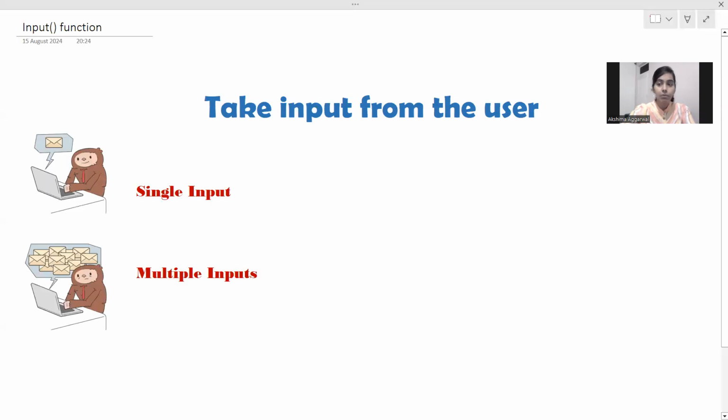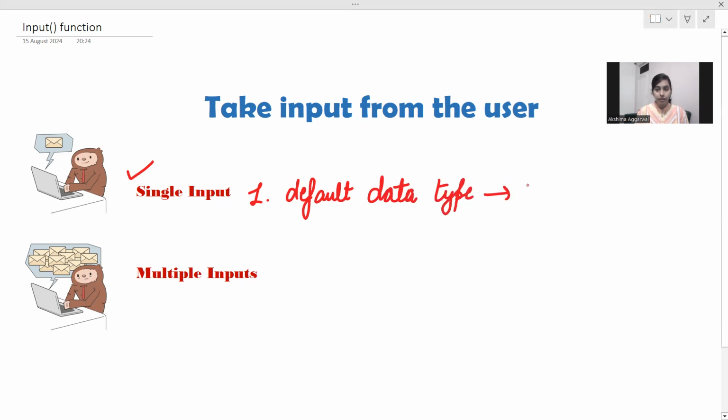See, with the help of the input function, I am able to take the single input and the multiple inputs in the same line. Okay. Now here we have already discussed how to take a single input from the input function. But one thing I want you to note down is that the default data type of the input function is string. Always string, right?